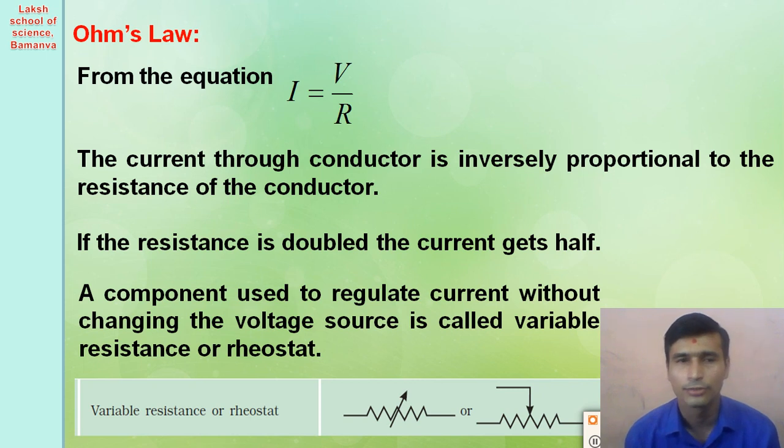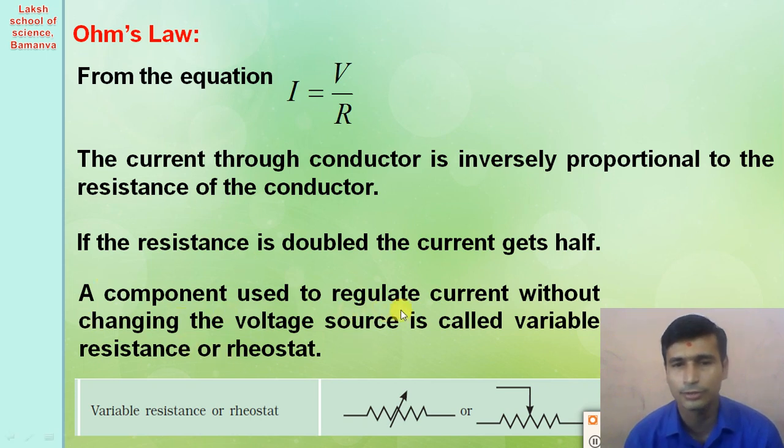So the resistance of the conductor is used to control the electric current passing through the conductor, right? To resist the flow of electric charge is called resistance, and it is used to control the electric current passing through the circuit.